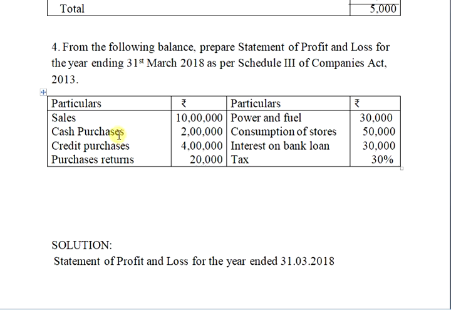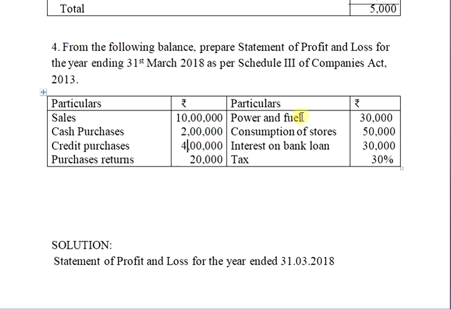Can you remember that in the last problem they gave sales, cash sales and credit sales, but now they are given cash purchase and credit purchase. So both together we need to take as purchases. 2 lakhs plus 4 lakhs becomes 6 lakhs. And again they have given purchase returns also. So the net purchases will be 6 lakhs, cash and credit purchase, minus 20,000, 5,80,000 will be the net purchase, that is an expense.